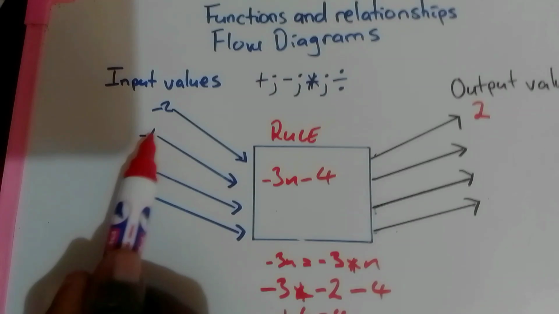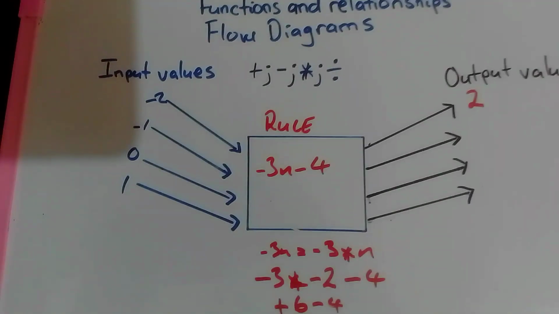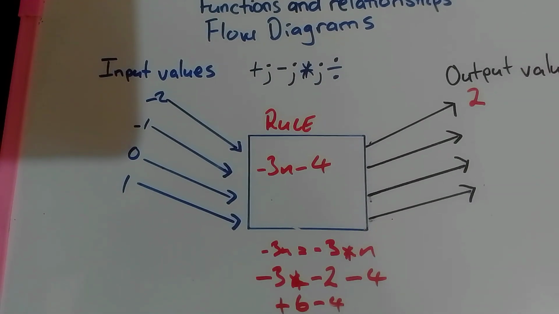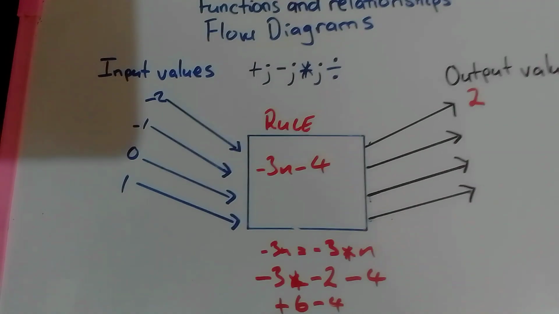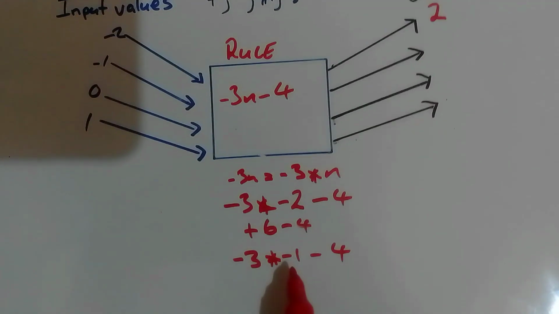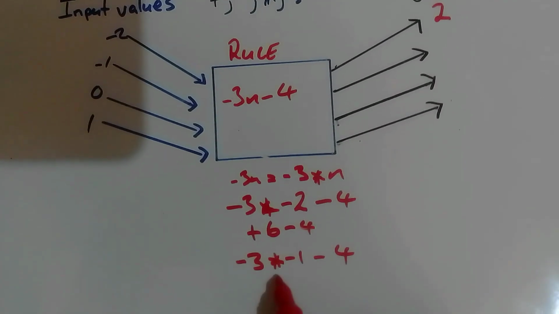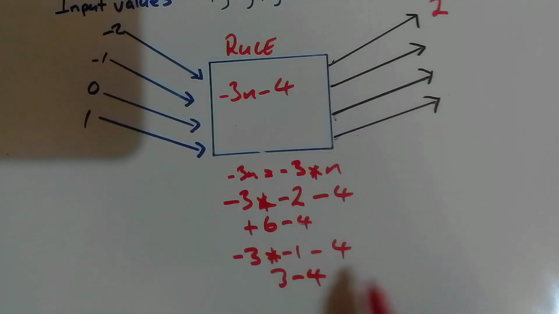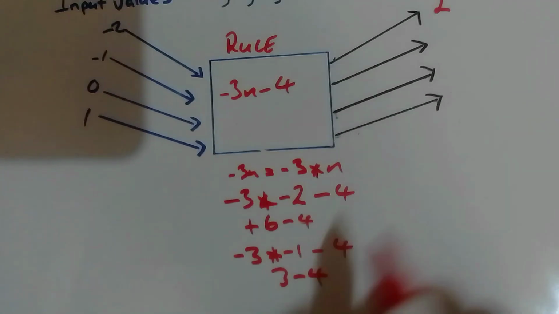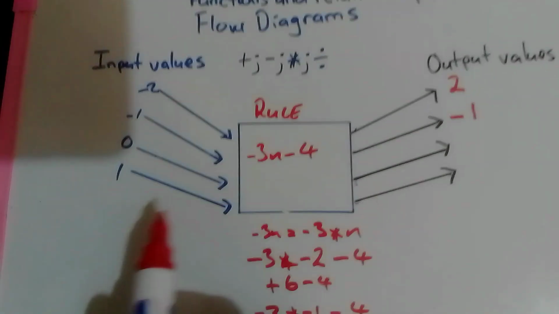We go to the next one, the input value, negative 1. Now what are we going to do? We are going to say negative 3 multiplied by negative 1 minus 4. A negative and a negative is a positive, and 3 multiplied by 1 is equal to 3. Now we've got 3 minus 4. And 3 minus 4 is equal to negative 1. So we get a negative 1 as our output.